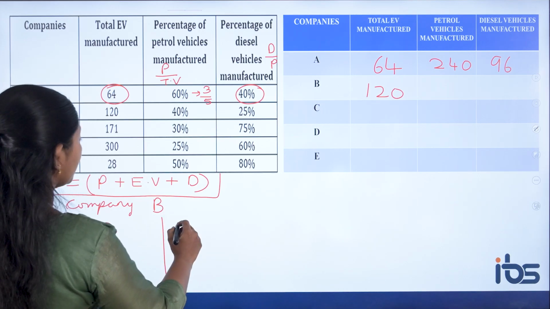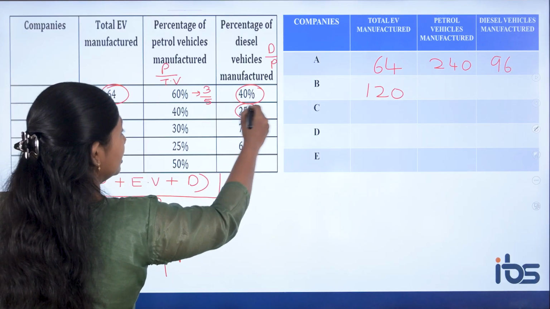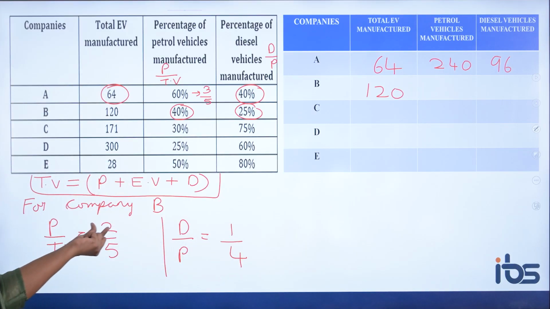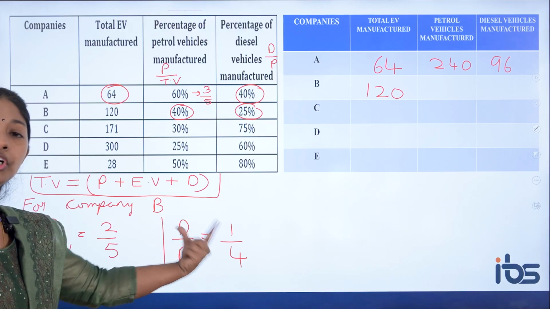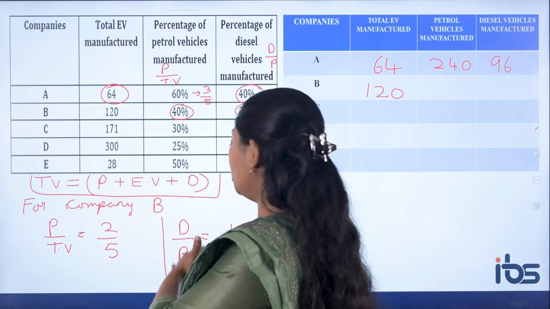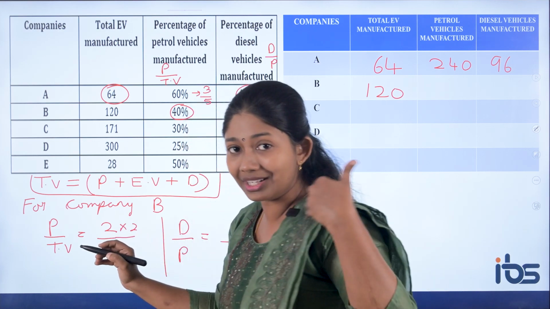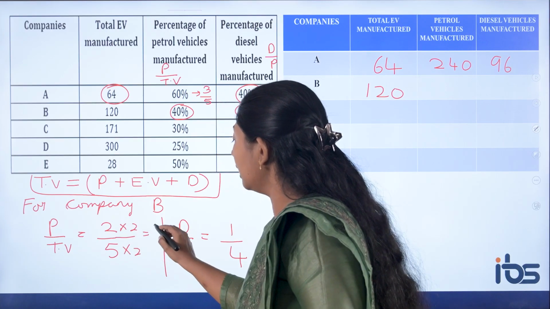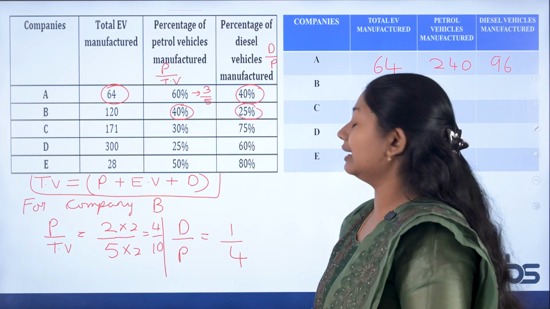Now we have diesel to petrol value as 25%. So 25% is nothing but 1 by 4. From here we have petrol as 2 units. From here we have petrol as 4 units. In order to balance, the LCM of 2 and 4 is 4. So no need to balance here. Just multiply here by 2. If you are multiplying the numerator by 2, you have to balance it with the denominator also. So what are you getting? Petrol is 4 units and total vehicles manufactured is 10 units.